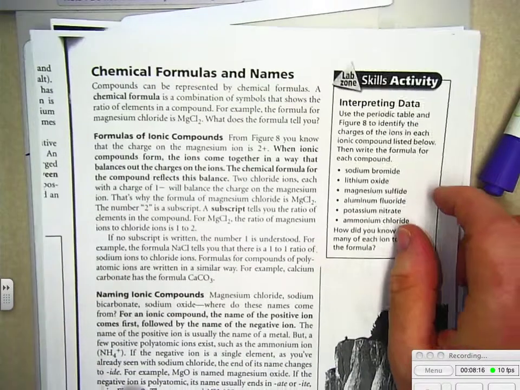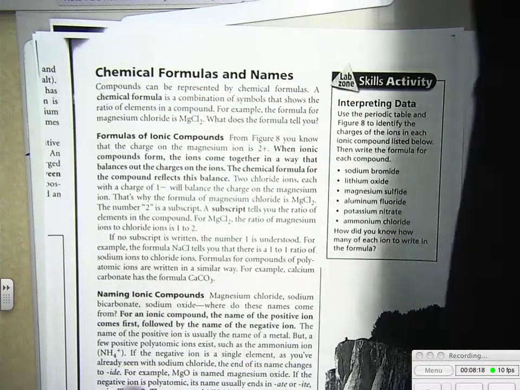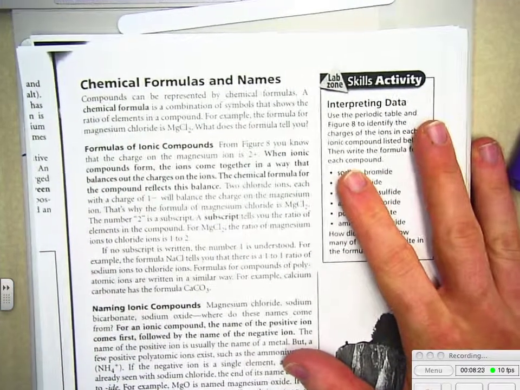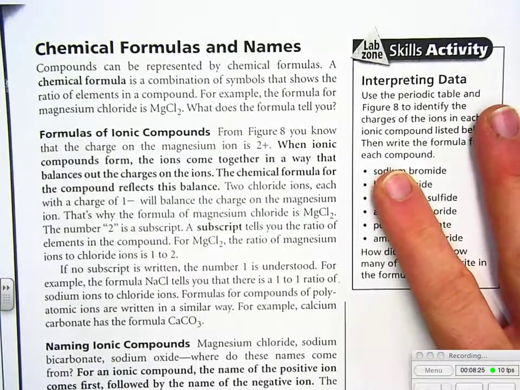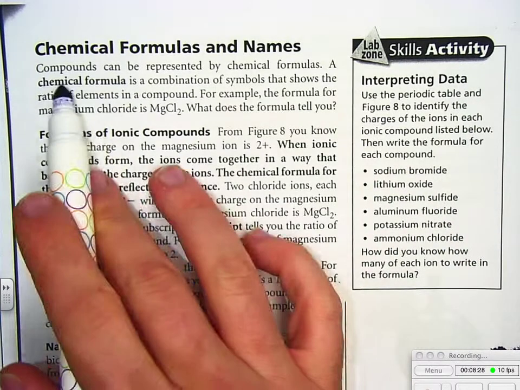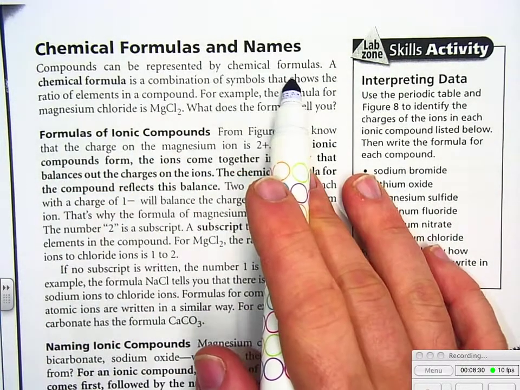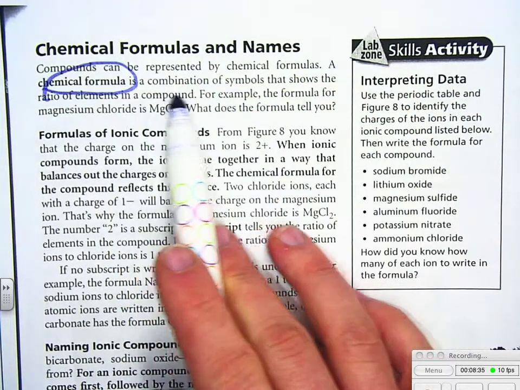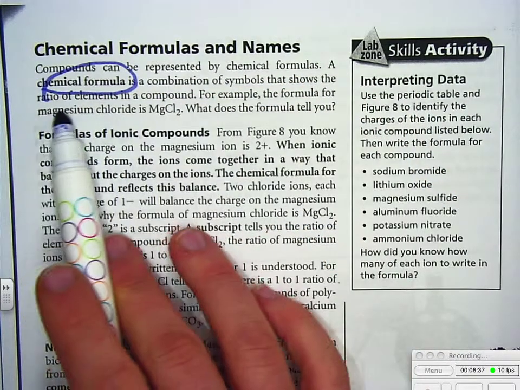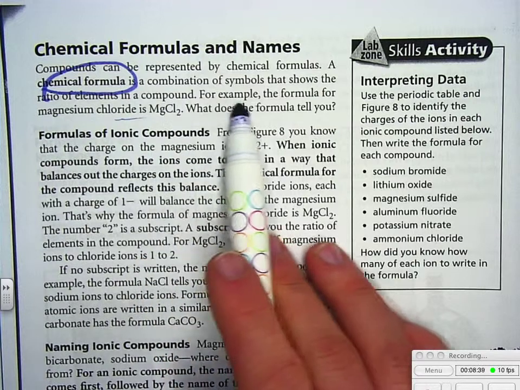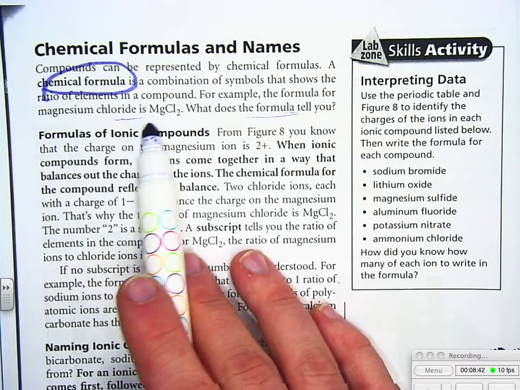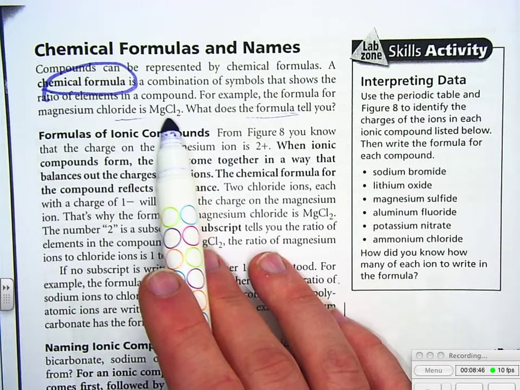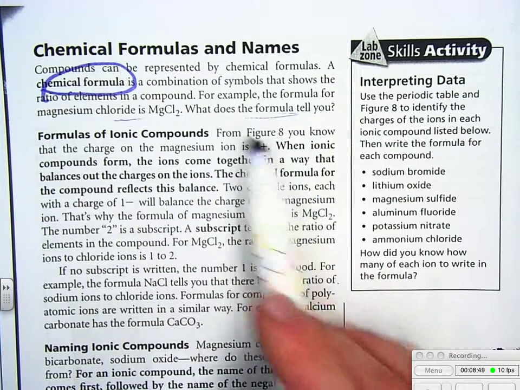Chemical formulas and names. Here we are. Let's zoom in a little bit here. Compounds can be represented by chemical formulas. A chemical formula, vocab word, is a combination of symbols that show the ratio of elements in a compound. For example, the formula for magnesium chloride is MgCl2, Cl little 2. What does the formula tell you?